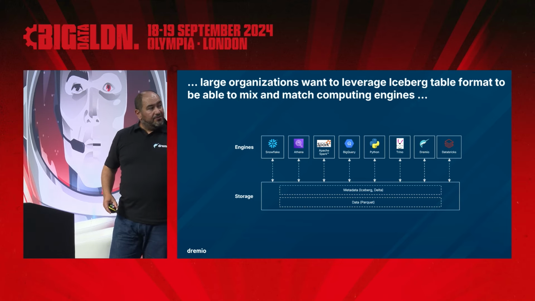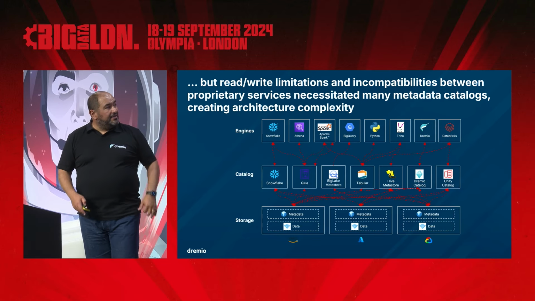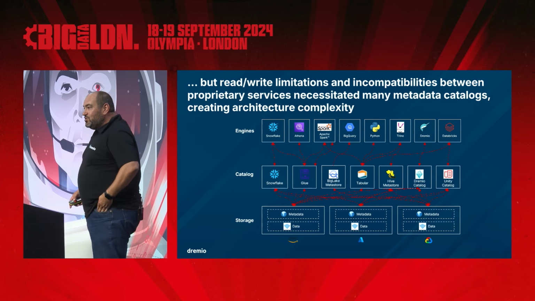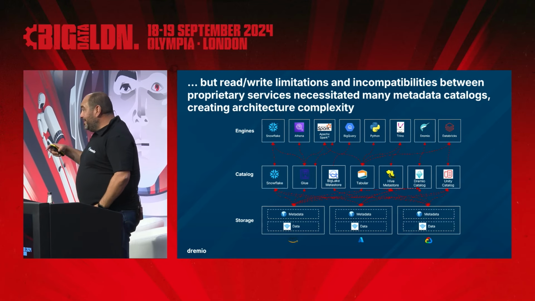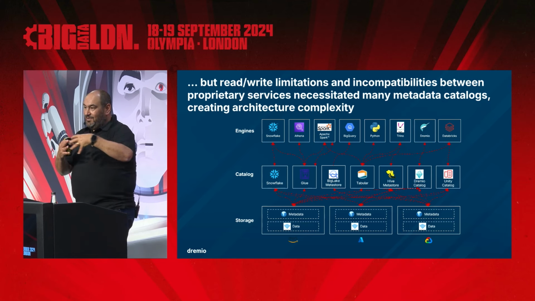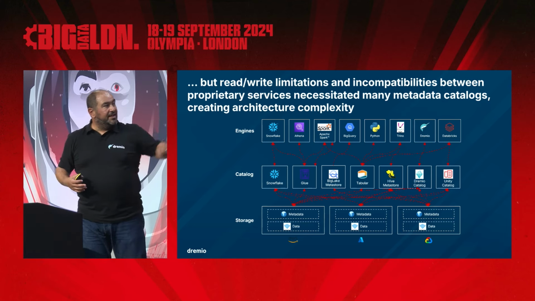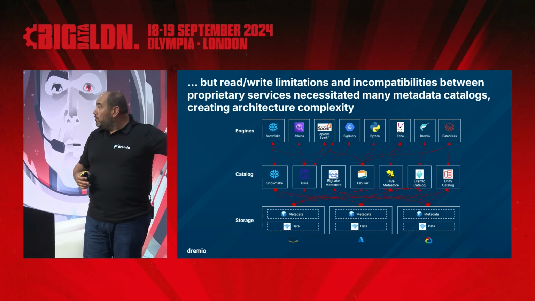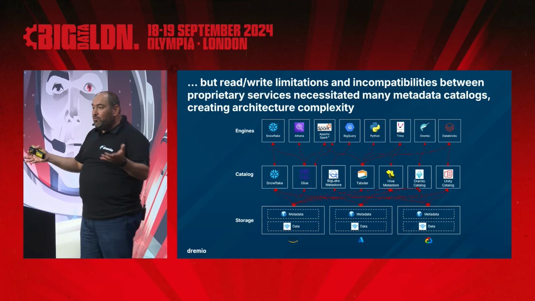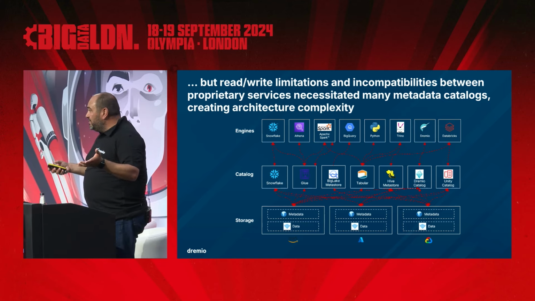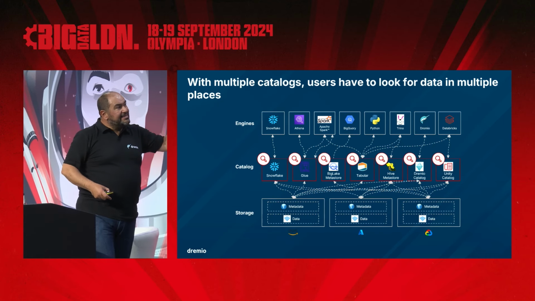So today we have different engines. If you take a look at these engines, you can see that most of them have a unique catalog linked to them. If you use, for instance, Snowflake, you're going to use the Snowflake catalog. If you use Athena, you're going to use the Glue catalog. So there is no real interoperability between catalogs today. And it ends like this.